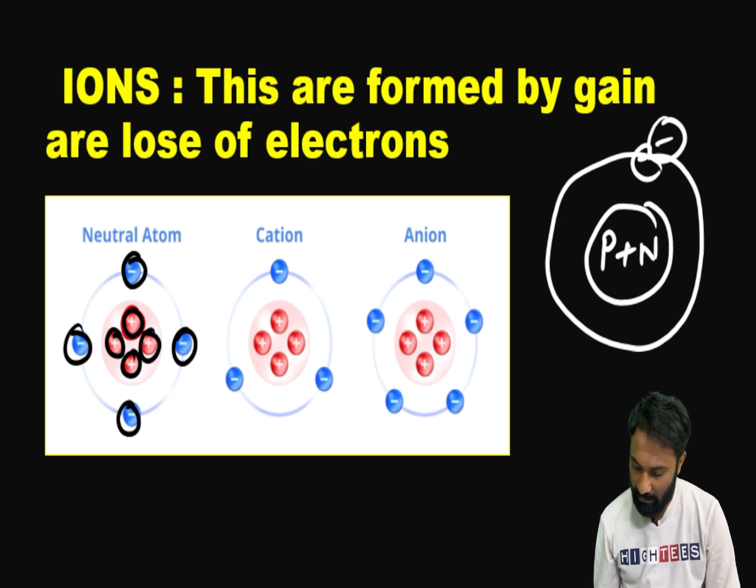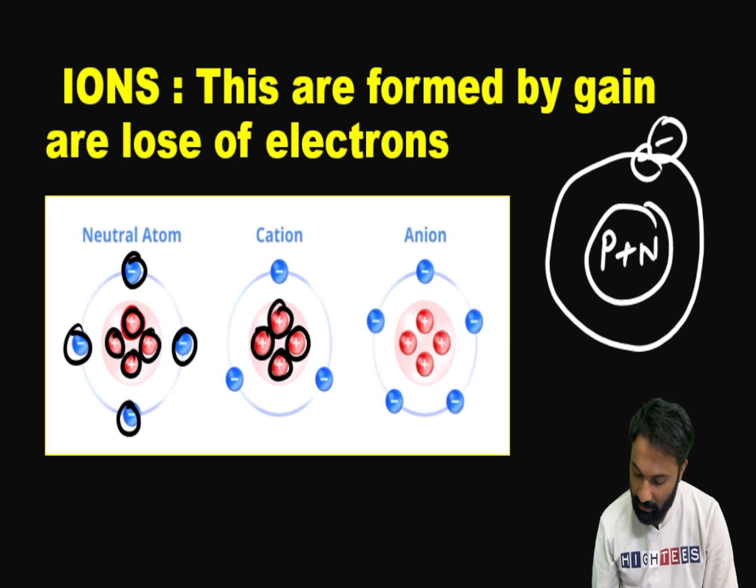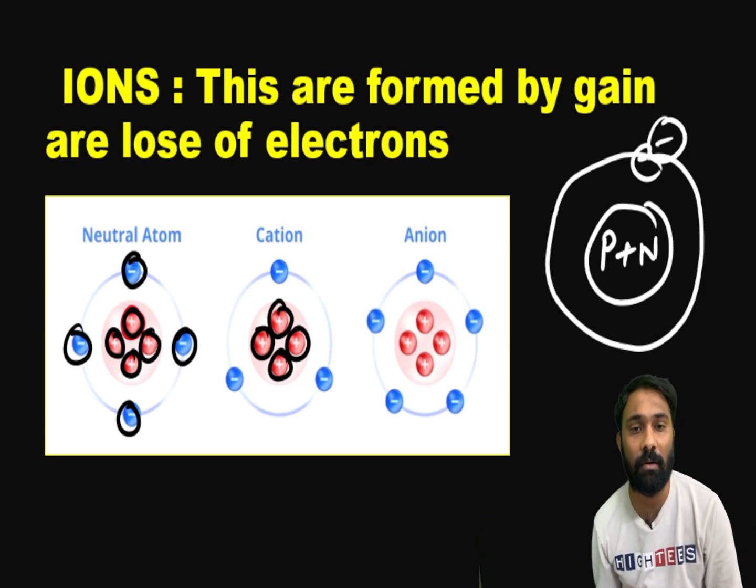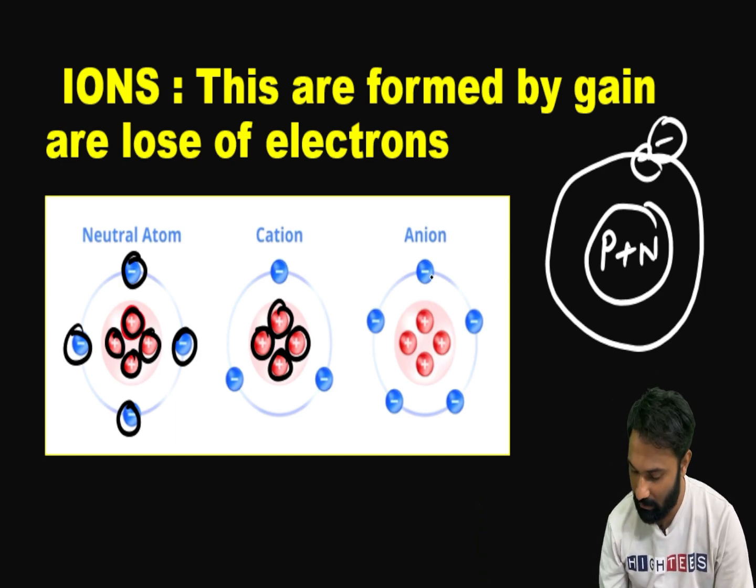Next comes the cation. What is the meaning of cation? A cation forms when there is one electron less compared to the protons. See here, how many protons do we have? 4 protons. In comparison with the 4 protons, how many electrons do we have? Only 3. So by the loss of an electron, which one forms? Cation.